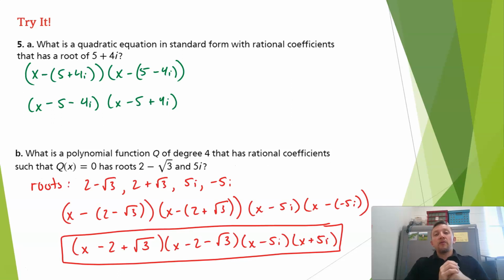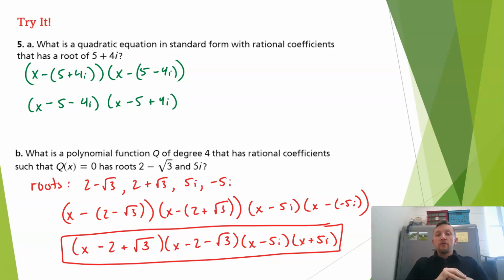All right, so let's see how you did here. So in that first one, you should have got, okay, 5 plus 4i is one root, 5 minus 4i would be the other root. So all you have to do is get it in that x minus p times x minus q form, and then distribute. So we would have x minus 5 minus 4i times x minus 5 plus 4i would be your final answer.